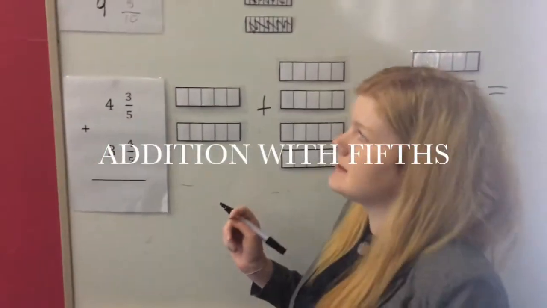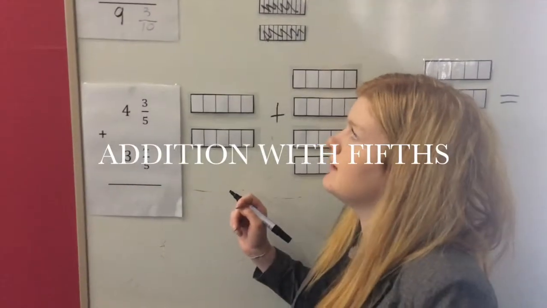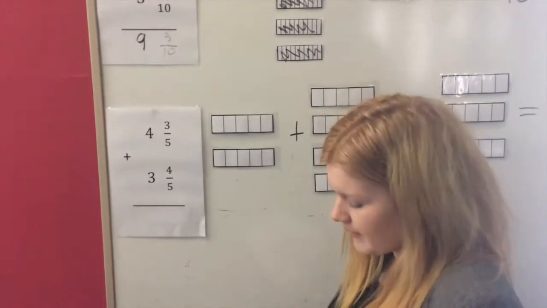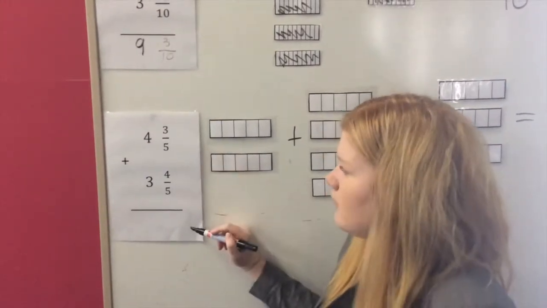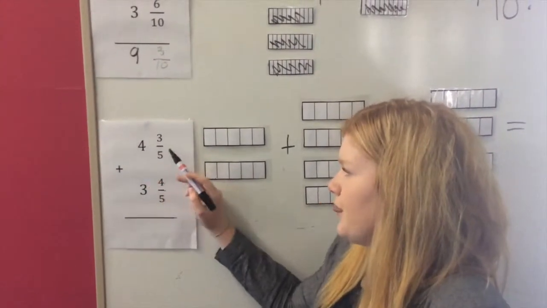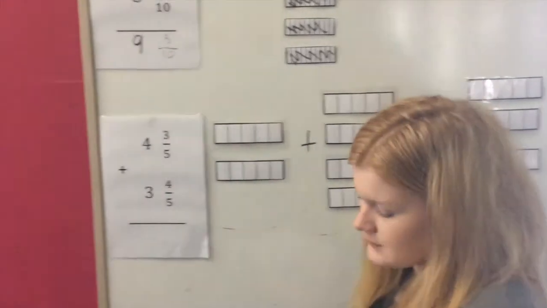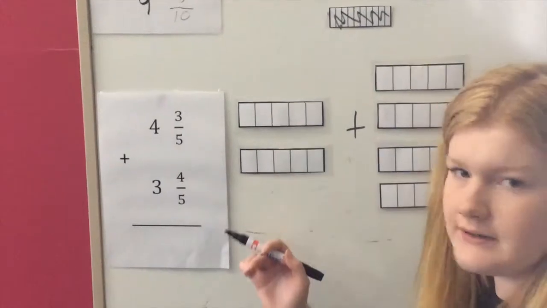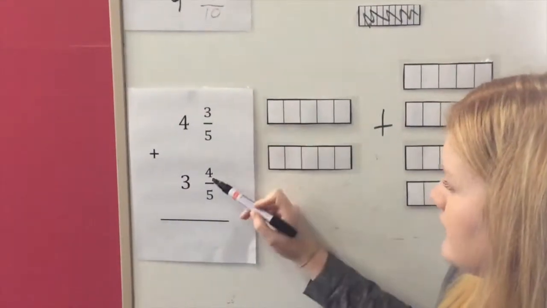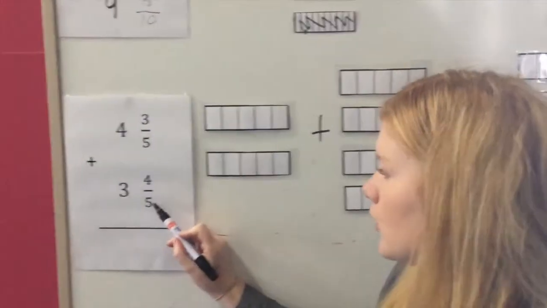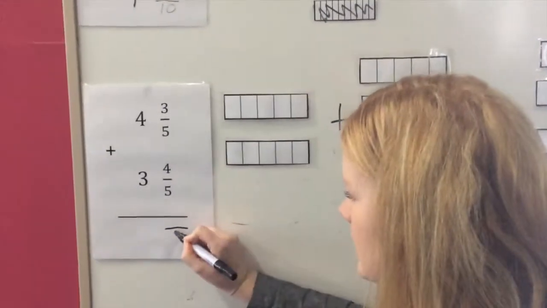Once students understand how to add fractions with parts of 10, they can then move on to parts of 5. Here we have another algorithm, 4 and 3/5 and 3 and 4/5. So what we will do here is the same process. 3 plus 4 equals 7. However, 7 is more than a whole because it's out of 5 bits.